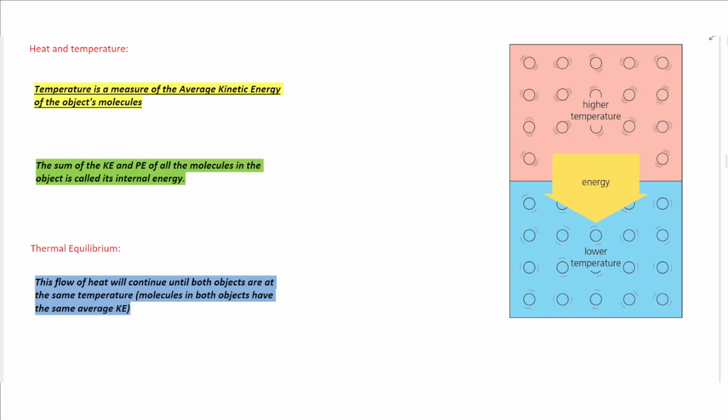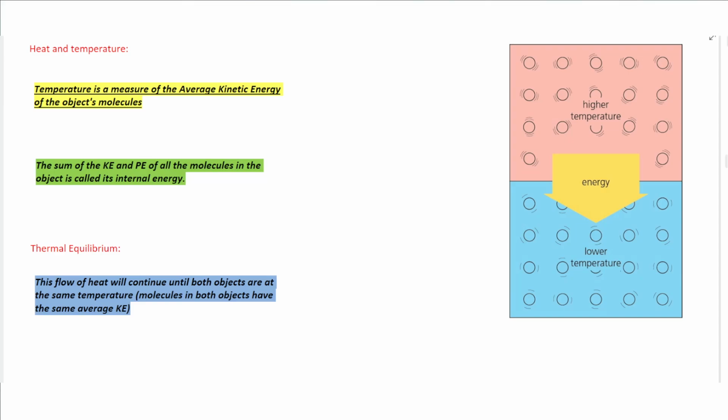But if you calculate the sum of kinetic energy and potential energy of all molecules, where potential energy is because of the intermolecular forces, you get something called the internal energy. So the internal energy is the sum of energies of all molecules. The temperature is a measure of the average kinetic energy of a molecule.